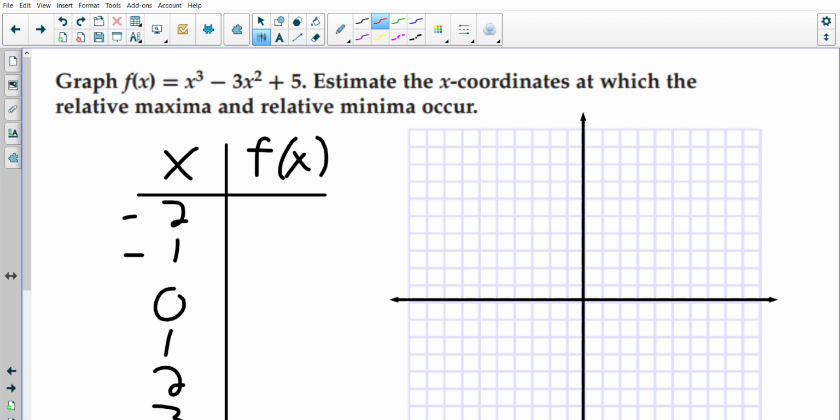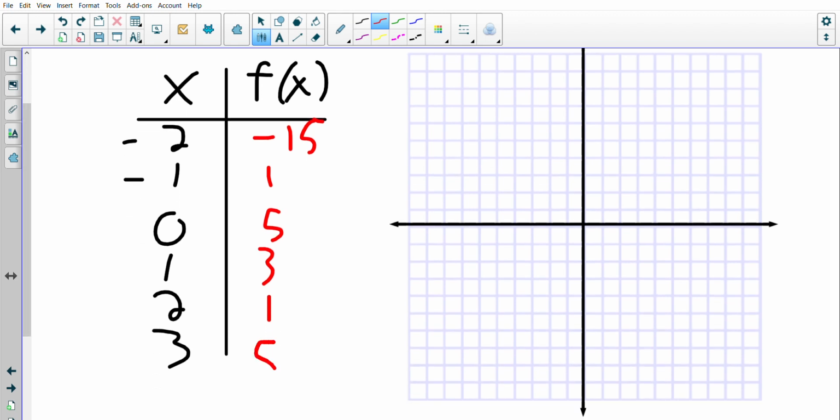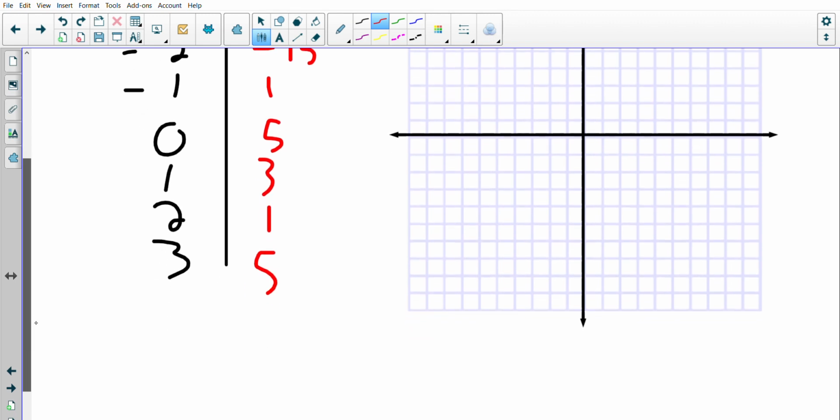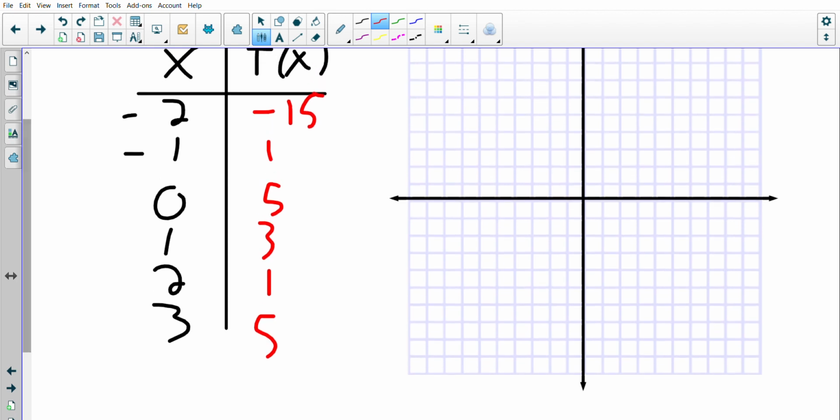So -2, we get -15. -1, we get 1. 0, we get 5. 1, we get 3. 2, we get 1. And then 3, we get 5. Okay, so once we graph, let's just graph this really quick. -2, -15, that's way down here. Then we get -1, 1. 0, 5. 1, 3. 2, 1. And then 3, 5.